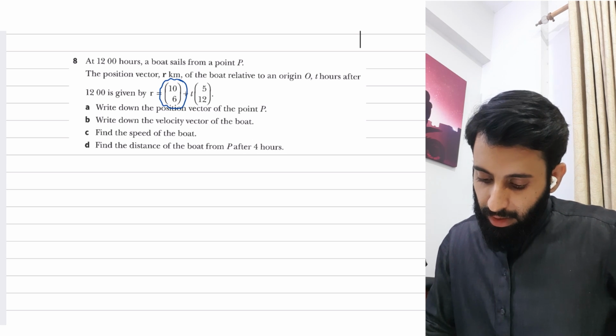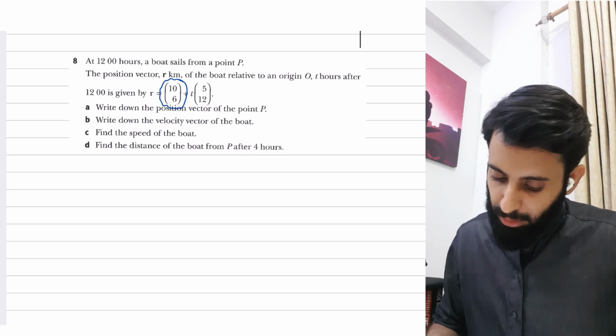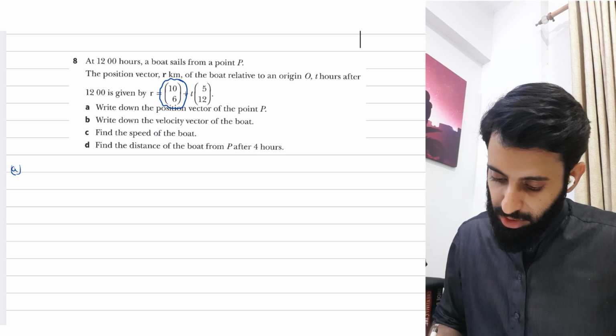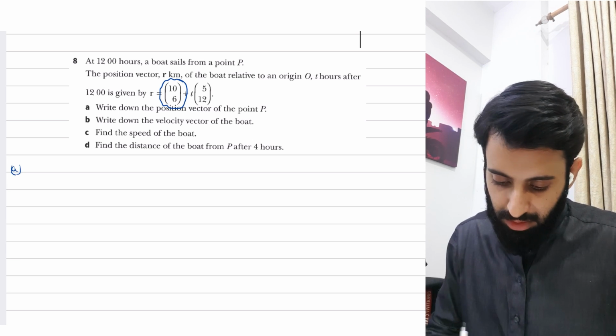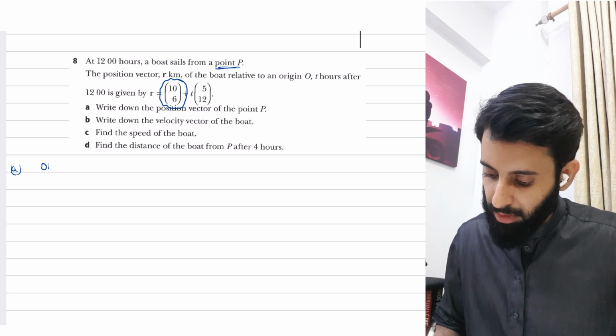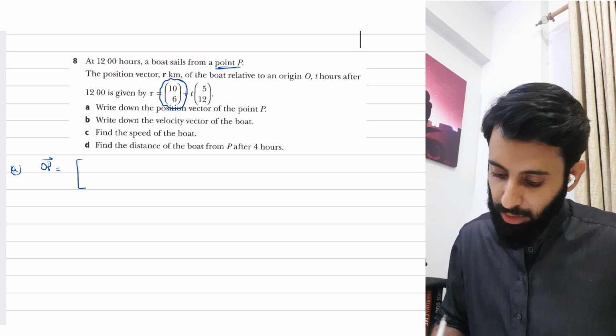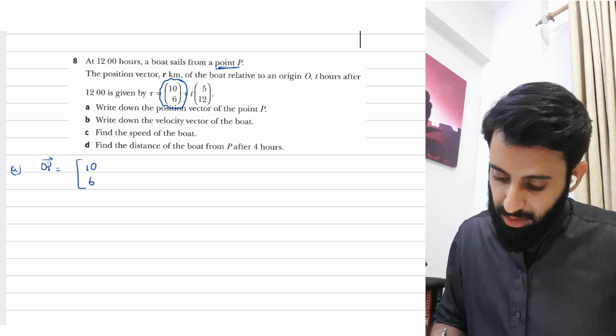Okay, now it says write down the position vector of the point P. So if I want to write down the position vector of the point P, you can see here the question says that it's starting from a point P. So OP is technically all we're looking for. That is going to be (10, 6), and that's it.